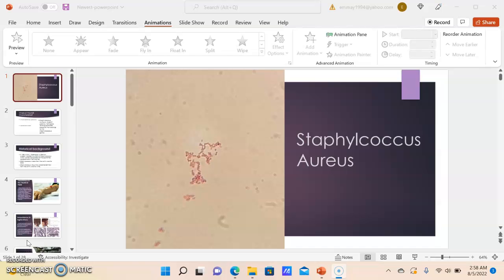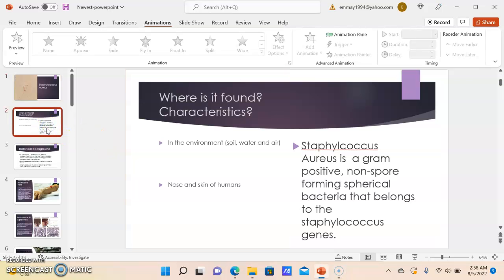So me and Dylan had Staphylococcus aureus, and that is an example on the screen of what ours actually look like under the microscope. So the characteristics, it is found in the environment, which would be the soil, water, and air. Most of the time it's found in the nose and skin of humans. Staphylococcus aureus is a gram-positive, non-spore-forming spherical bacteria that belongs to the staph group.